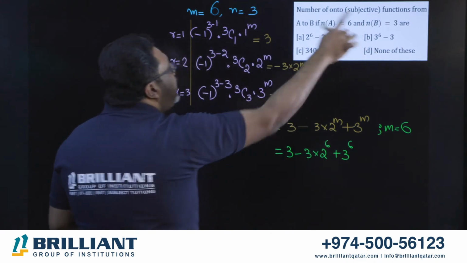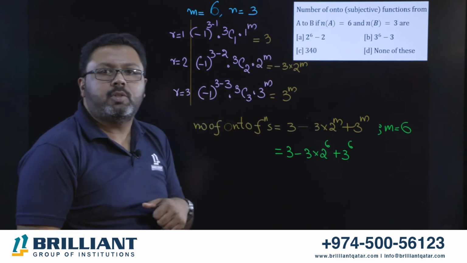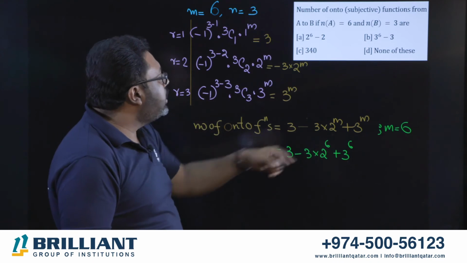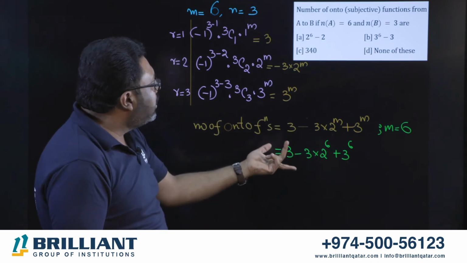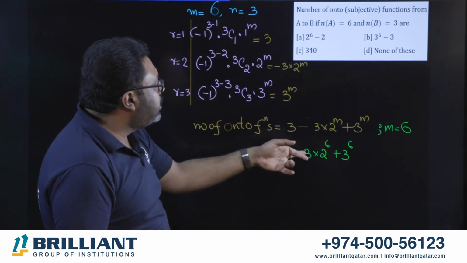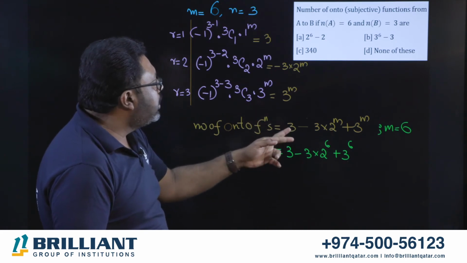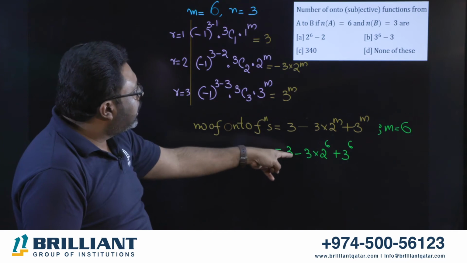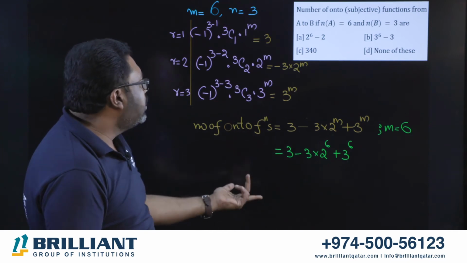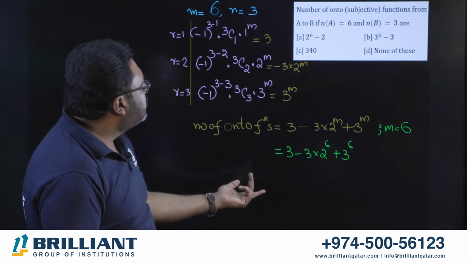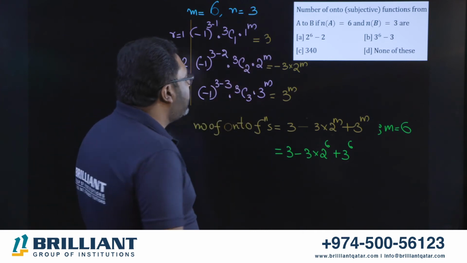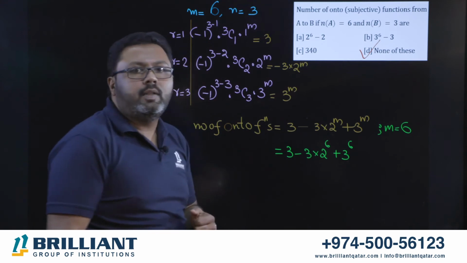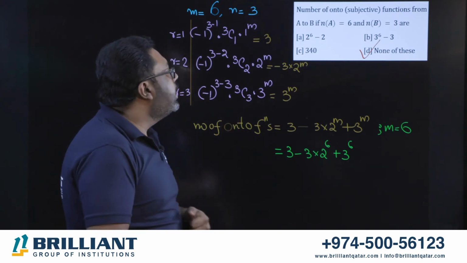It is not going to be any of the answers given in the options. Or maybe it is 340, but 3 raised to 6, let us see what that is. Yes, 3 raised to 6 is a very big number. 3 raised to 4 is 81, 243, 729. 729 minus 64 into 3, no, it's not going to be 340. So my answer is going to be none of these, option D.